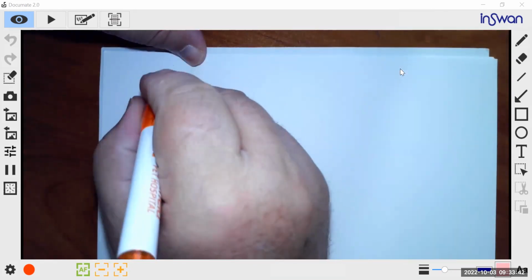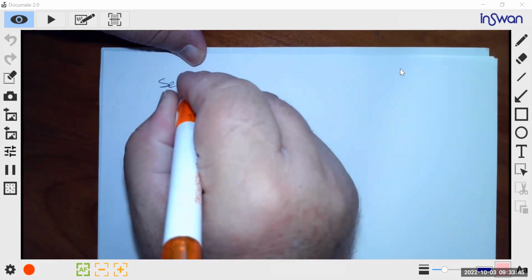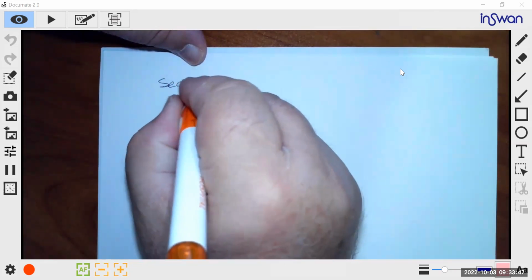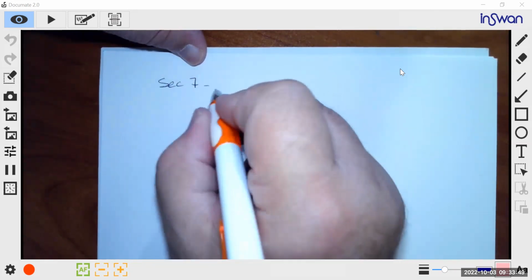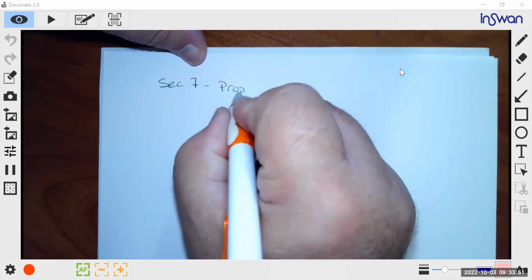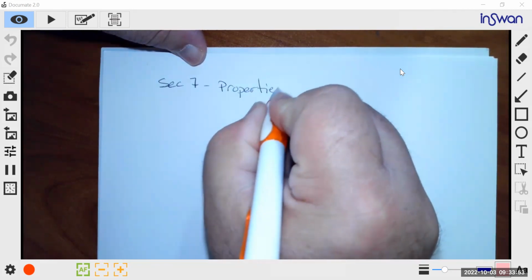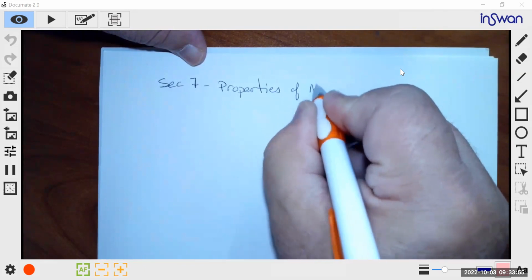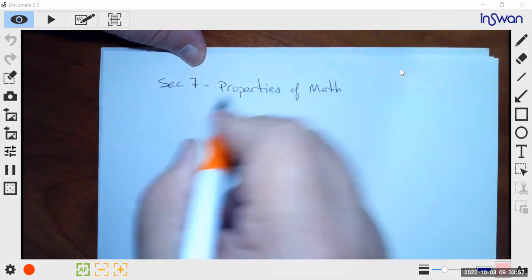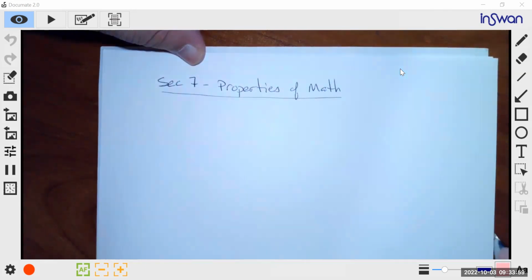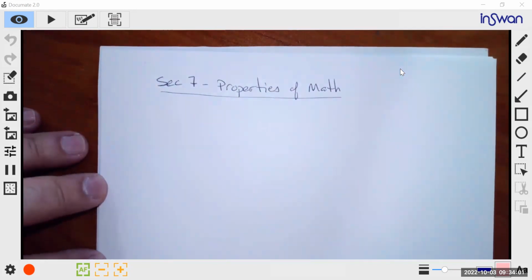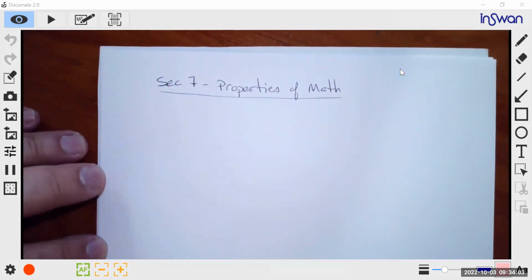Section 7 has to deal with the properties of math. The order of operation tells us when to do something. The properties tell us what we can do.